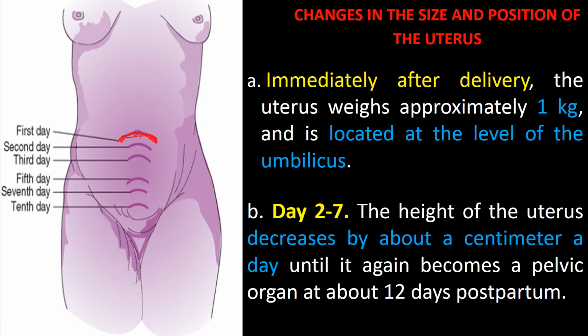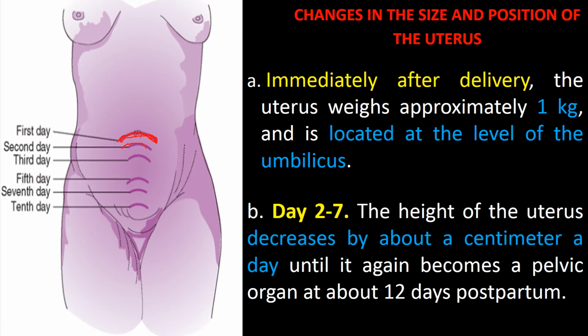However, from the second up to the 7th day of postpartum, the height of the uterus will decrease by 1 centimeter every day until it becomes level with the pelvic organs. Okay? And it will last up to the 12th day of postpartum. As you can see here, starting on the second day, the height and position of the uterus decrease by 1 centimeter every day.